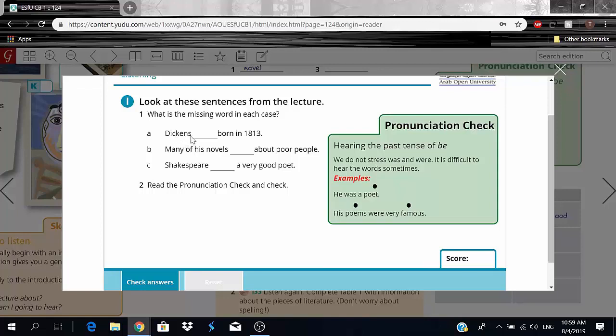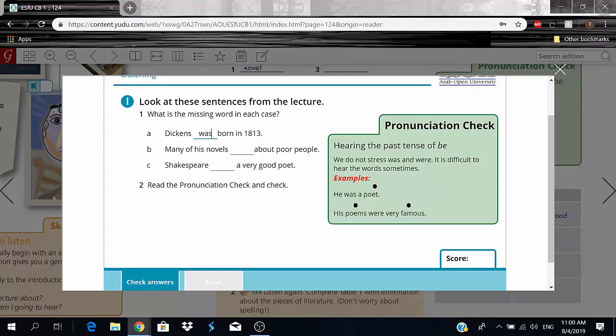So A: Dickens, as in Charles Dickens, dash, born in 1813. This will be past tense, obviously, so was. I was about to write were. Dickens was born in 1813. And the reason I chose was, you guys, is because this is the name of a person, one person. Don't mind the S, that's just his name. So Dickens is the name of a person. Was born in 1813.